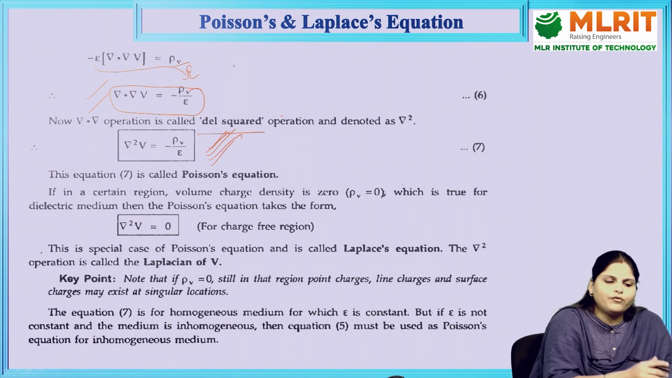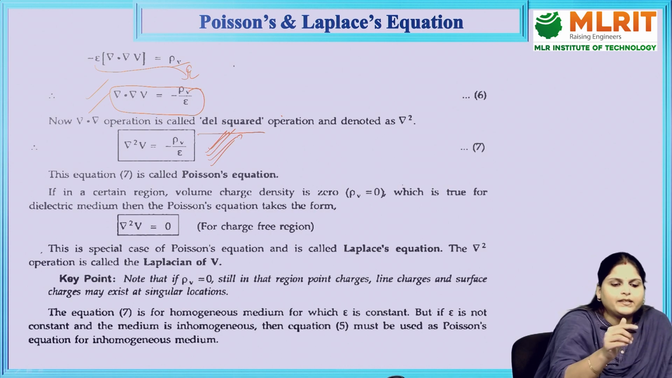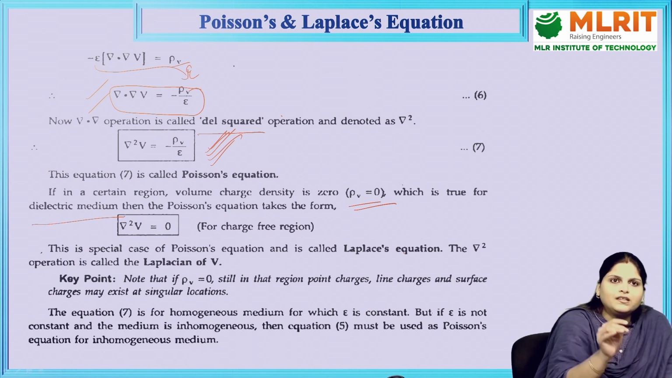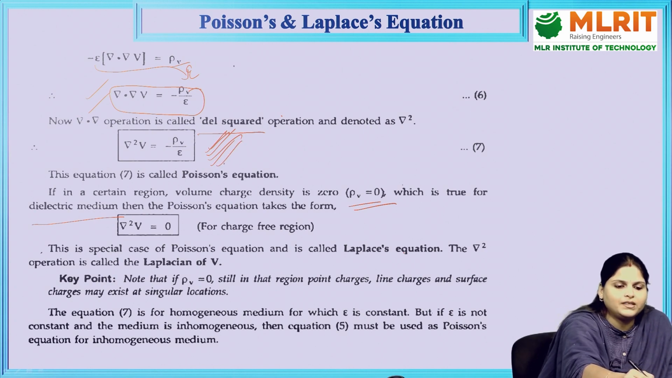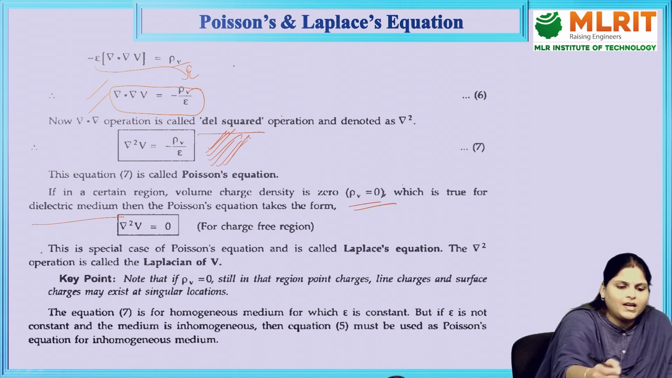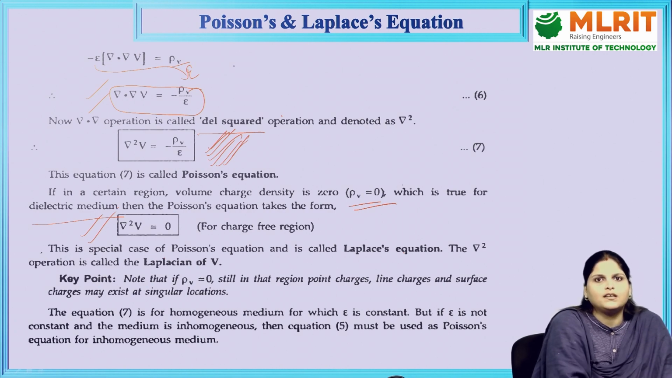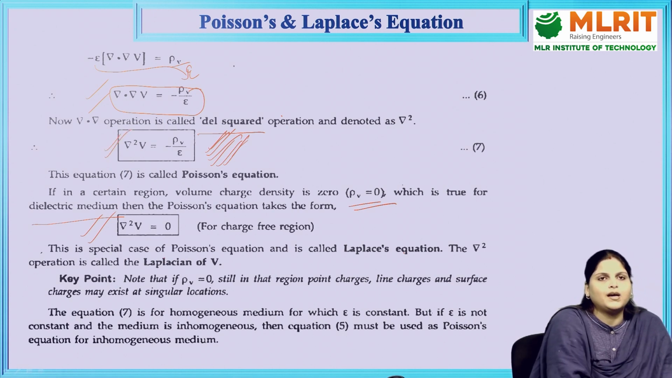Now from this equation itself we will get Laplace equation also. If in a certain region the volume charge density rho V becomes 0, which is true for a dielectric medium, then when you put rho V equal to 0 in this equation, we get Laplace equation: del square V is equal to 0. You can call it the special case of Poisson's equation, and it is called Laplace equation. As I already said, this del square is called the Laplacian.